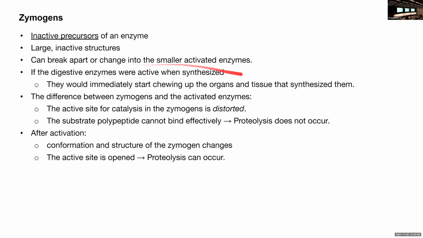Once it gets there, you can reveal the active site by a conformational change of the zymogen, or especially by cleavage of the zymogen to expose the active site. After that, there are structural changes of the zymogen, which basically make the active site available or open for proteolysis.